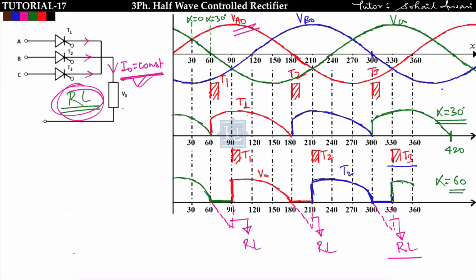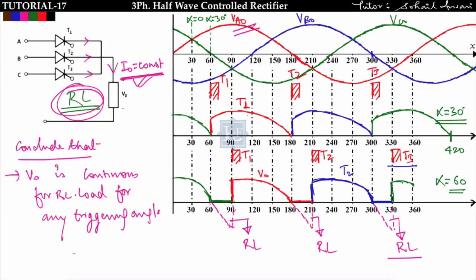Now for alpha greater than 30 degree, what is happening? For R type of load, the output voltage is becoming discontinuous, but for RL type of load, output voltage will follow the supply voltage. So I can conclude that V0 is continuous for RL load for any triggering angle. No matter what the triggering angle is, the output voltage will follow the supply voltage, and each thyristor will conduct for 120 degree, that we have seen in this case.